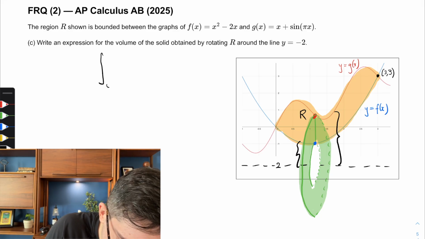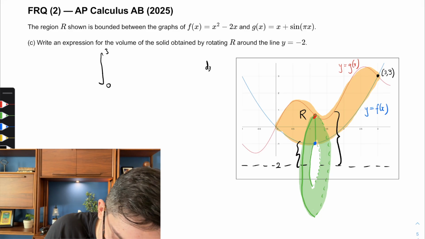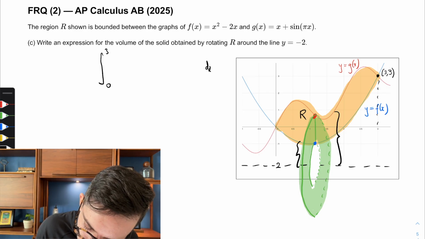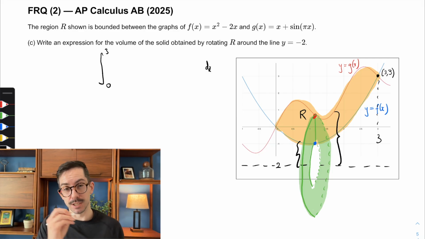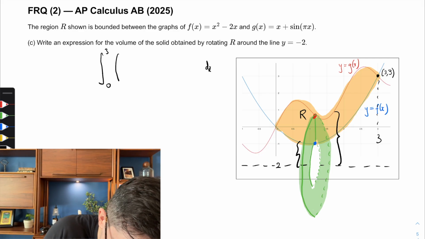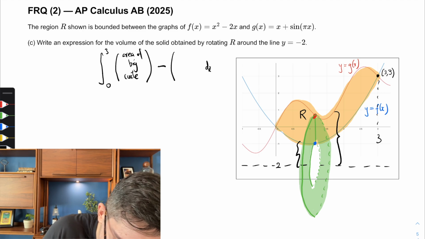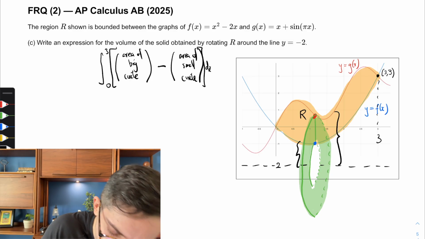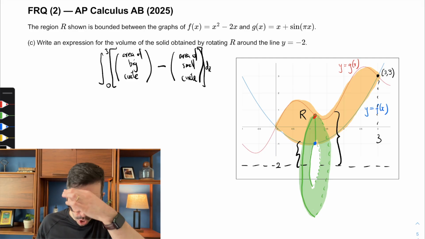So again, we're integrating with respect to dx. It's all set up in the horizontal direction. Again, the region is bounded between x equals 0 and x equals 3, so I'll integrate from 0 up to 3. And now, remember what the washer method says? It just says it's the area of the big circle subtract the area of the small circle. So conceptually, that's what's going on here.